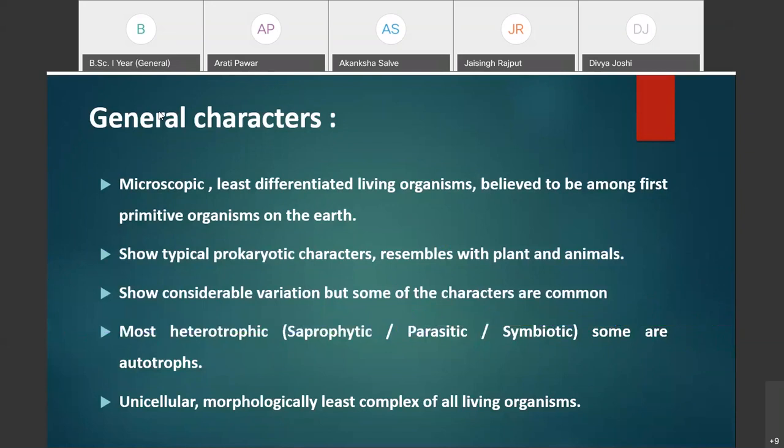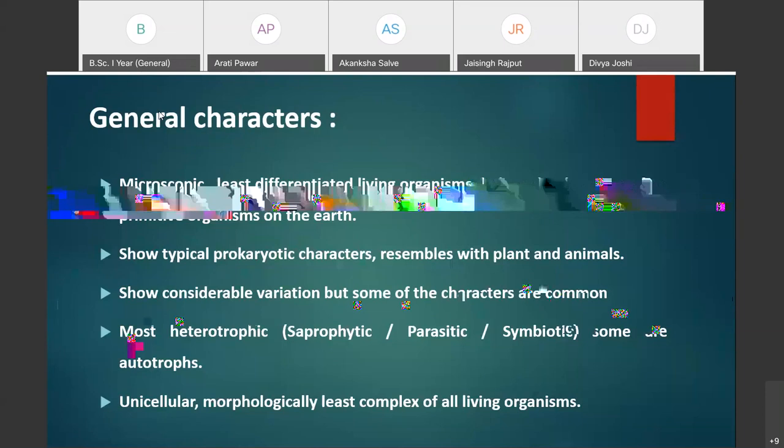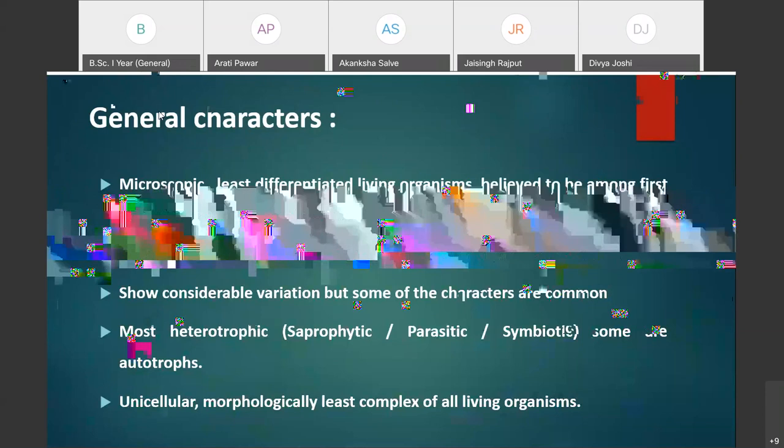Okay, the common general characters of bacteria: most of the bacteria are heterotrophic. Some bacteria may be saprophytic. Some of the bacteria are parasitic. Some of the bacteria are symbiotic. While some of the bacteria possess the chlorophyll pigment, and thus they can synthesize their food material. That's why here we are saying some of the bacteria are autotrophic, that is, they can synthesize their own food material.